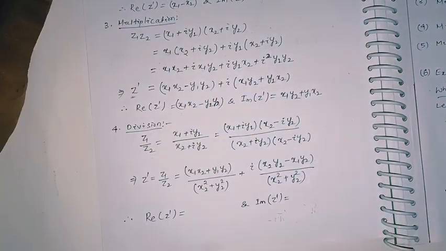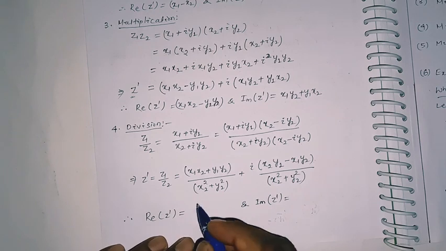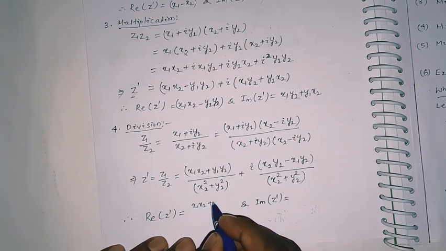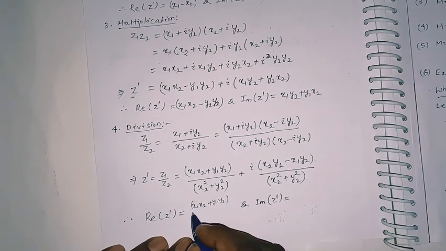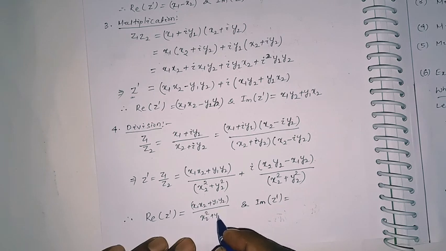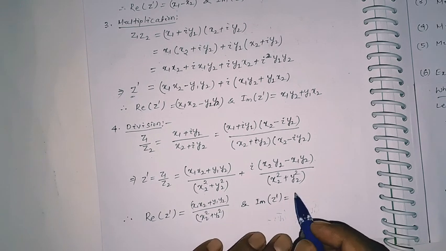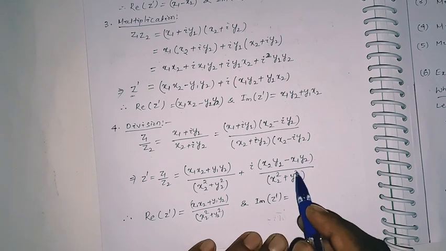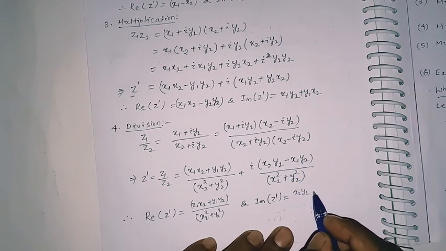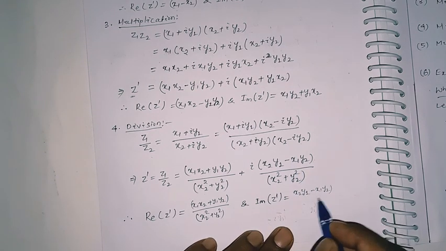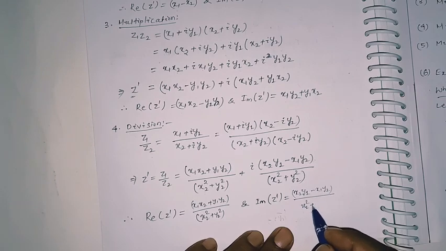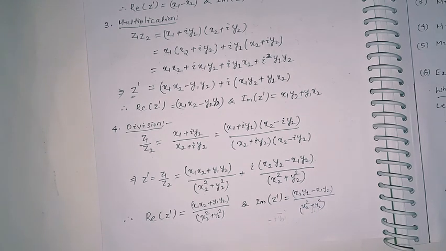So from the above we found the real part and the imaginary part of the new complex number z dash. How much will it be? The real part is x1 x2 plus y1 y2, whole divided by x2 square plus y2 square, and the imaginary part of this z dash will be x2 y1 minus x1 y2 divided by x2 square plus y2 square.